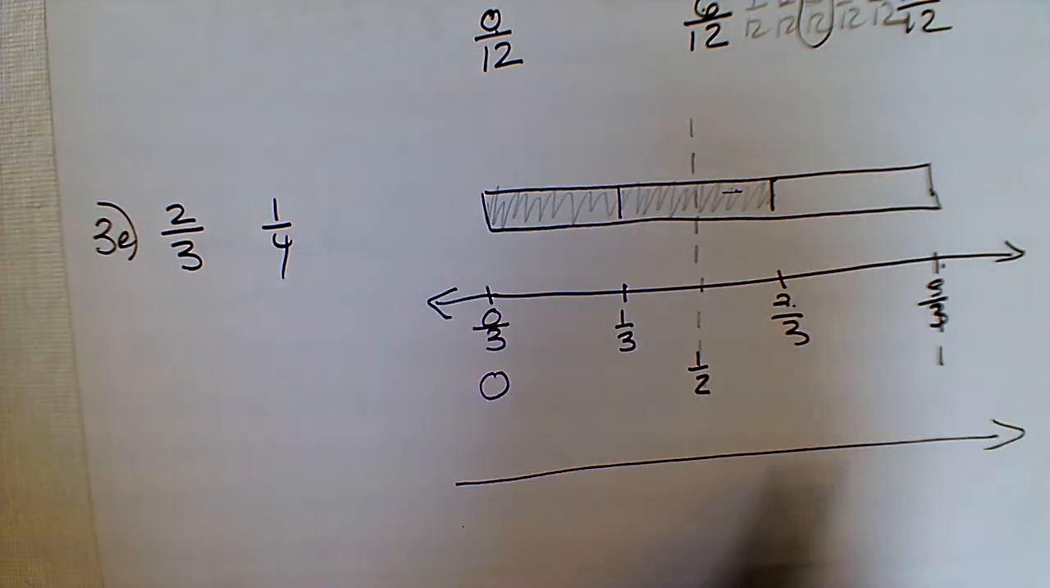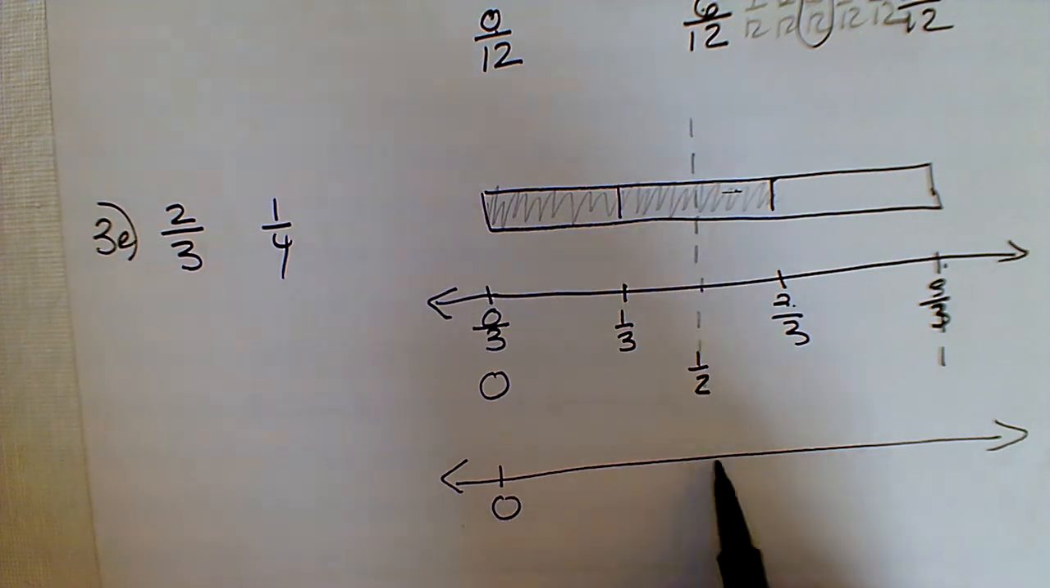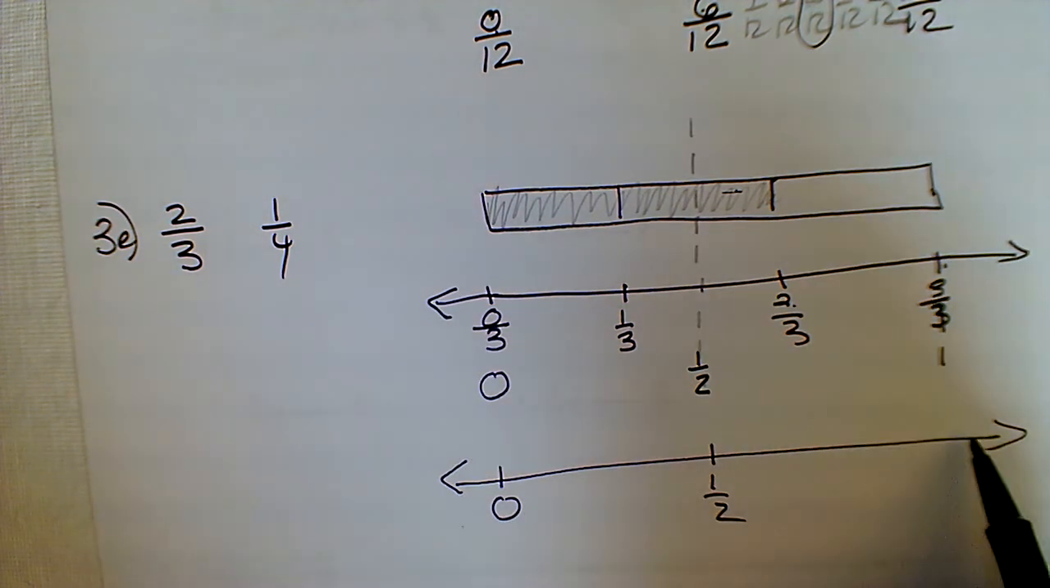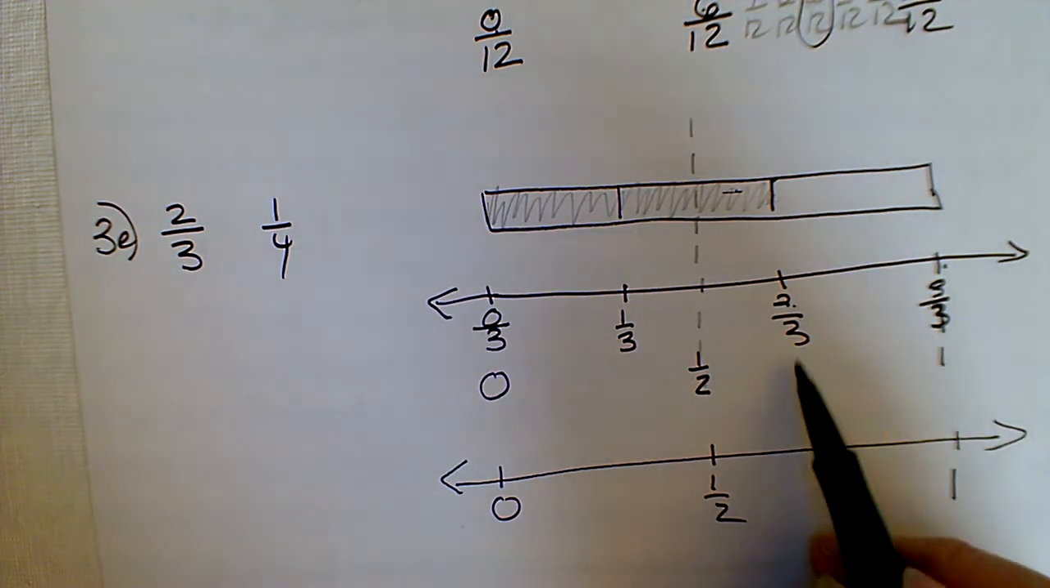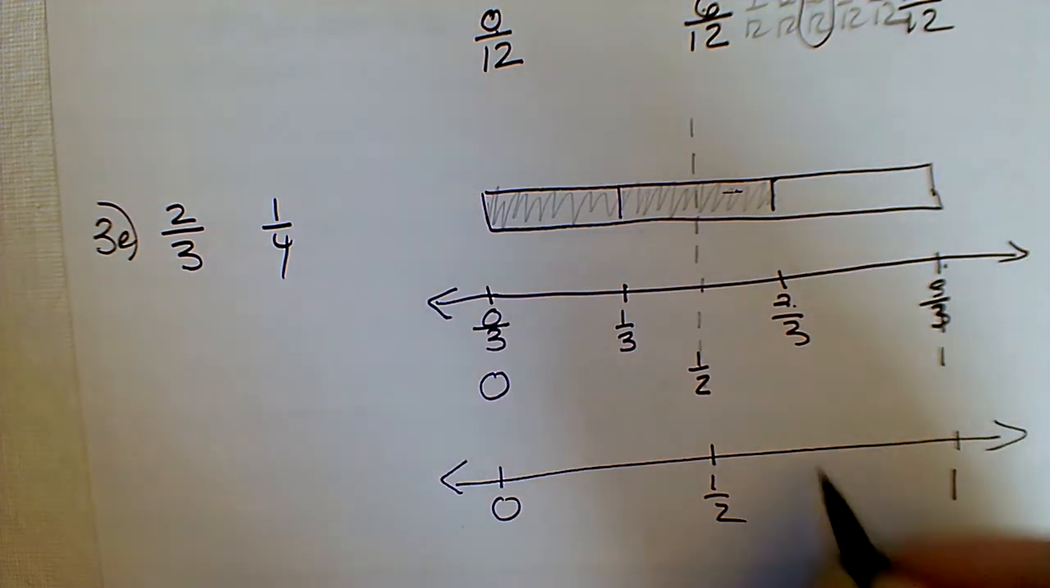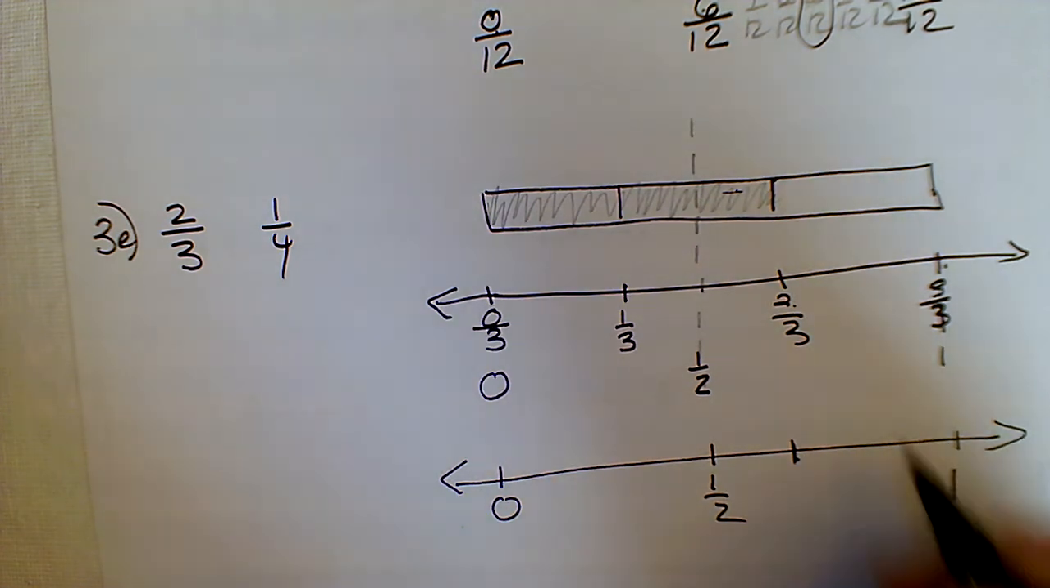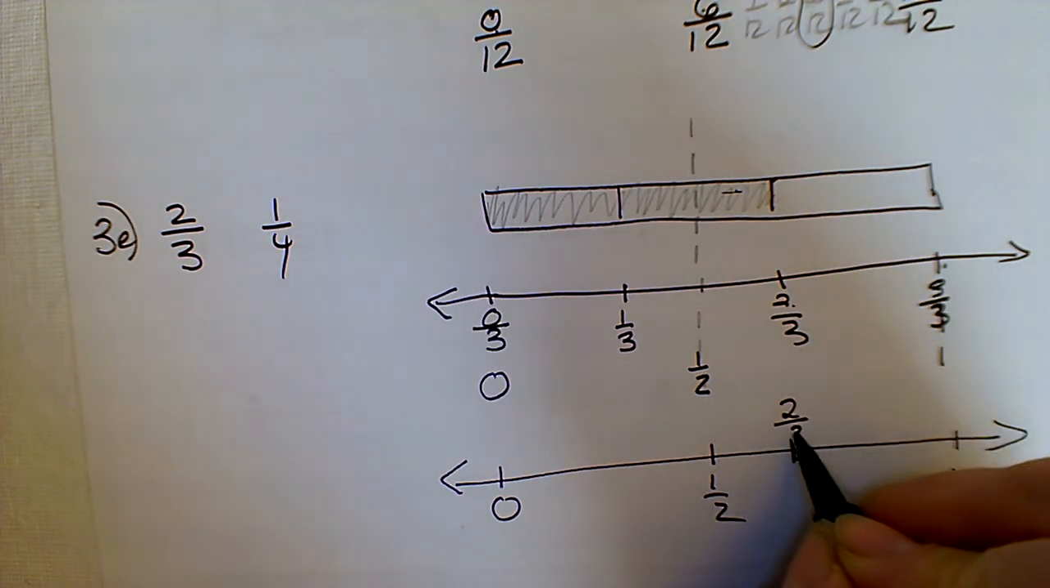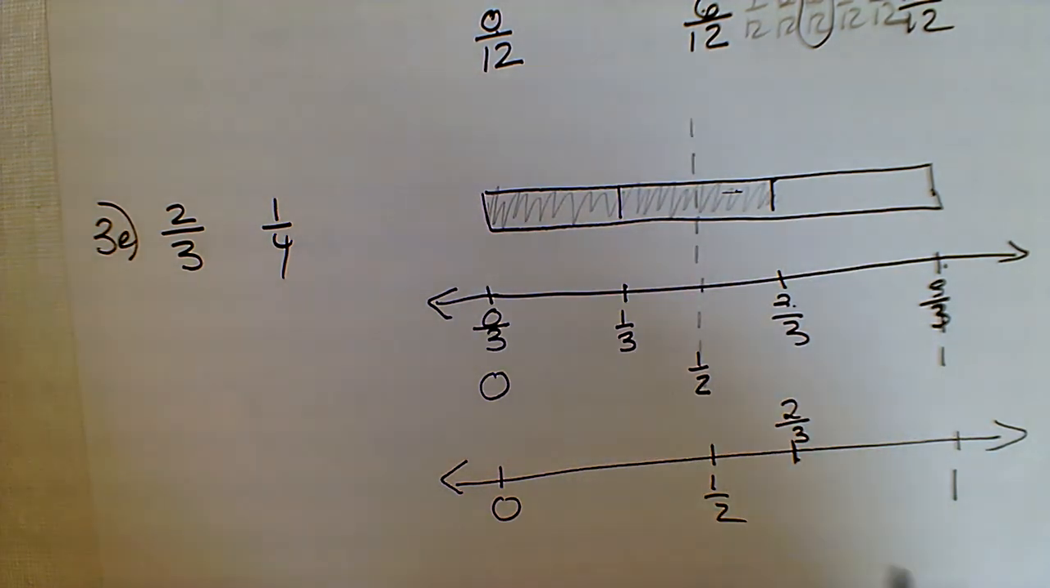So now let me redraw a number line just for what we're doing. I'm going to go ahead and put my benchmarks in. And I would put my 2/3 right about here. Again, it's between 1/2 and 1, closer to 1/2. And this is something that you have to get comfortable with.